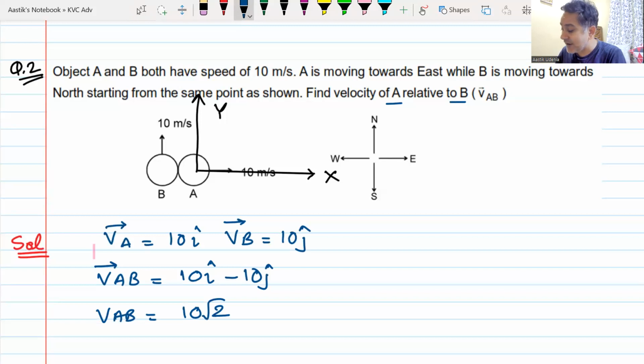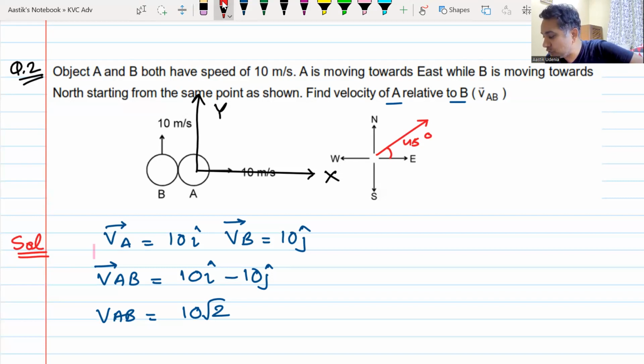You can also find the angle. How will A look to B? That is important. Can you tell me the angle? How does it look? 45 degrees. Where, 45 degrees? Due east. Yeah, like this, 45 degrees. Everyone agrees on this? It looks like this.